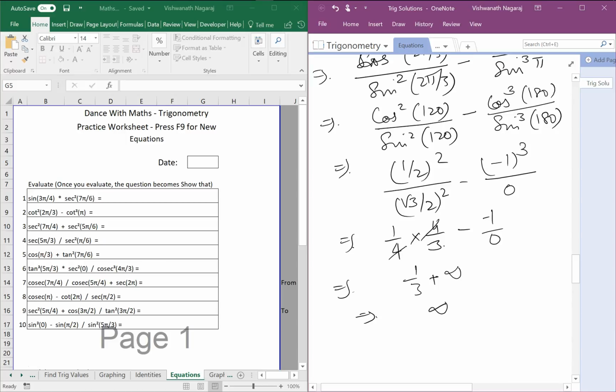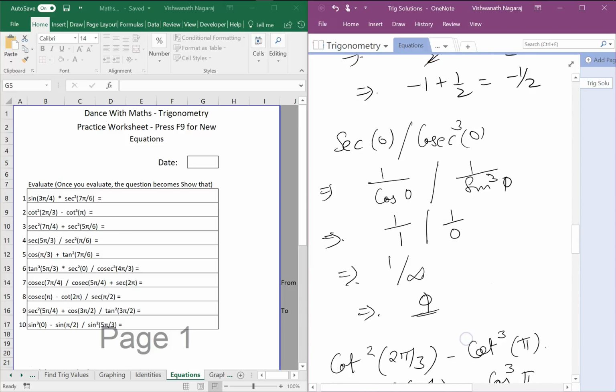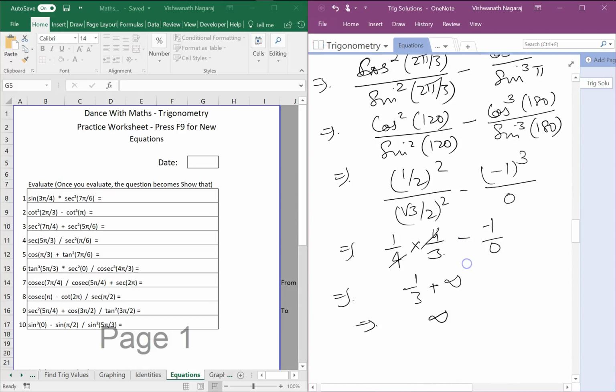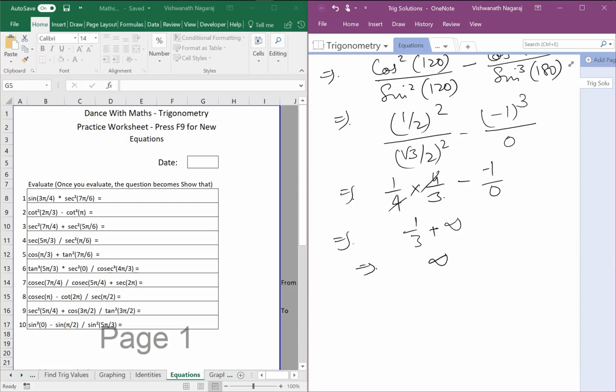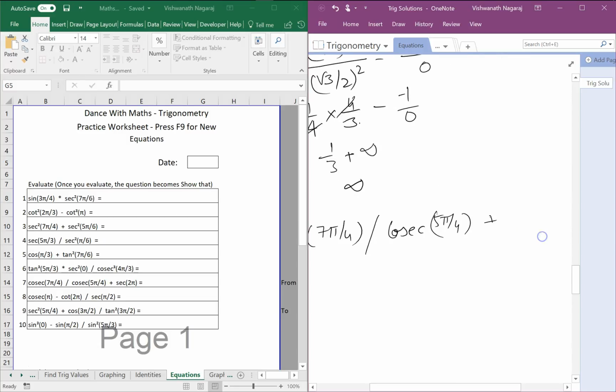Okay, have the patience to do it completely, because remember in this particular problem, if we had just looked at this, we could have concluded that okay, infinity is involved, so it must be infinity. So that would have created a problem. Okay, let's do f: cosec 7 pi by 4 divided by cosec 5 pi by 4 plus sec 2 pi.